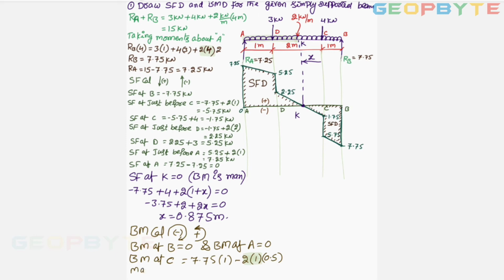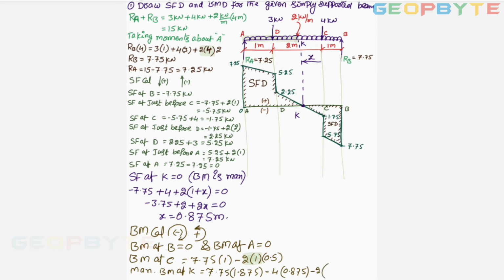Maximum bending moment, maximum BM at K is equal to 7.75 into distance up to K, that is 1.875, minus 4 into 0.875, this is giving the clockwise moment, minus UDL effect.